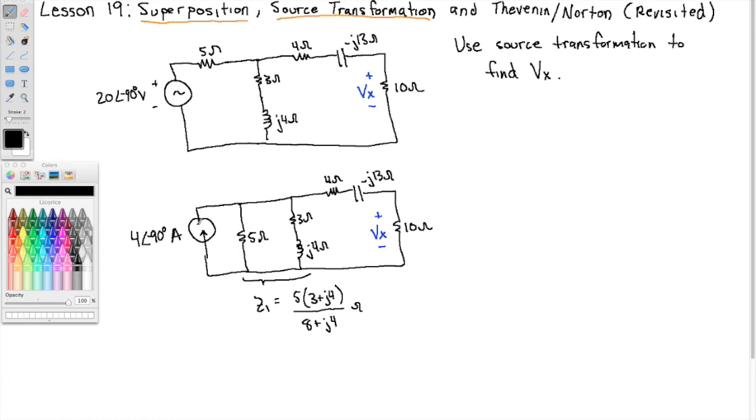Alright, so now we have this current source of 4 angle negative 90 degrees amps in parallel with this lumped equivalent impedance of this thing. Okay, this comes out to be, by the way, 2.5 plus j1.25 ohms. So this is our impedance that is in parallel with the current source. So we can transform that back now to a voltage source.